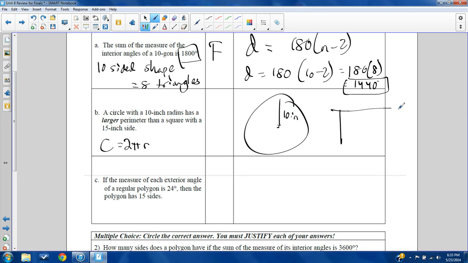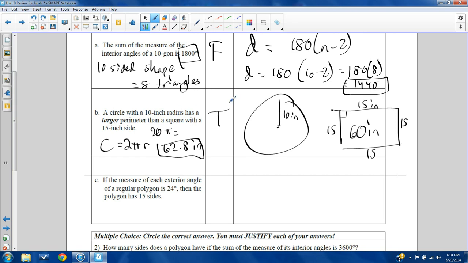A square has a side of 15 inches. For some reason, that 15 looks bigger. That's a square. Now everything's 15 there. We want to know which one is a bigger perimeter. Now this guy's perimeter is its circumference. So remember, circumference of the circle is 2 pi r. 2 times r is 2 times 10 is 20. So that's 20 pi. Let's use the calculator. 20 times pi, 62.8 inches. So your circle circumference is 62.8. The perimeter of the square is 15 plus 15 plus 15 plus 15. That's 60. Does the circle have a larger perimeter than the square? Yes, it does. So this statement is true. 62.8 is greater than 60.